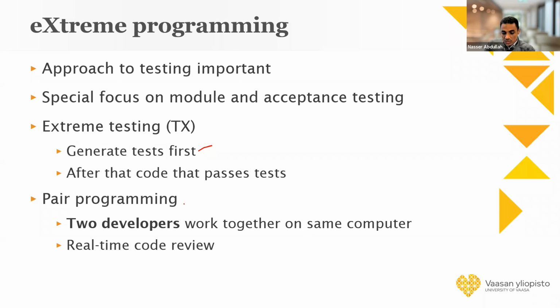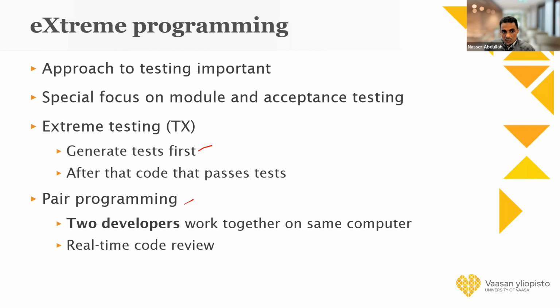The second point here is that each pair works together. If you want to develop, for example, this module, this function, these methods, not only you, another person will work with you. This is to make sure that another person will review your work. Okay, these are maybe the two main points of extreme programming.